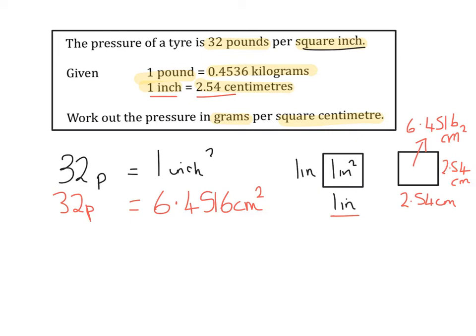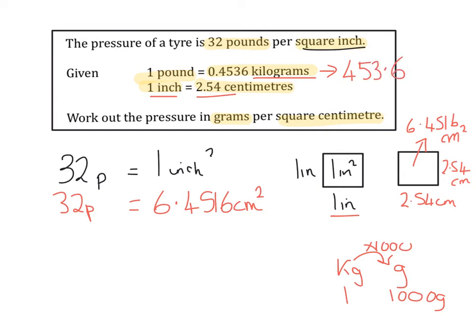I then want to change it to grams. Let's change the kilograms here to grams first. So I know to get from kilograms to grams, well, 1 kilogram is 1,000 grams. So I know I need to times by 1,000. So let's times this by 1,000. 0.4536 times 1,000, and I get 453.6. And that is in grams.